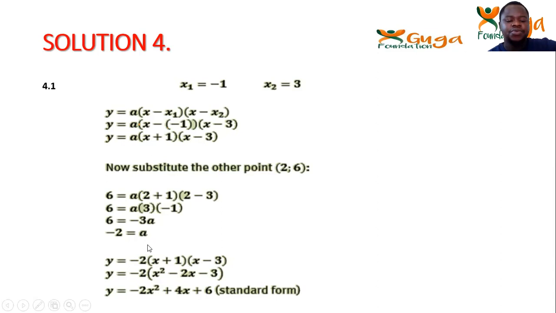Okay, then you just substitute and then you simplify here. You simplify here and then you leave the answer in the standard form. This should be simple because you say x multiplied by x, x multiplied by negative x, 1 multiplied by x, and then 1 multiplied by -3. So, and then you leave your answer in the standard form.